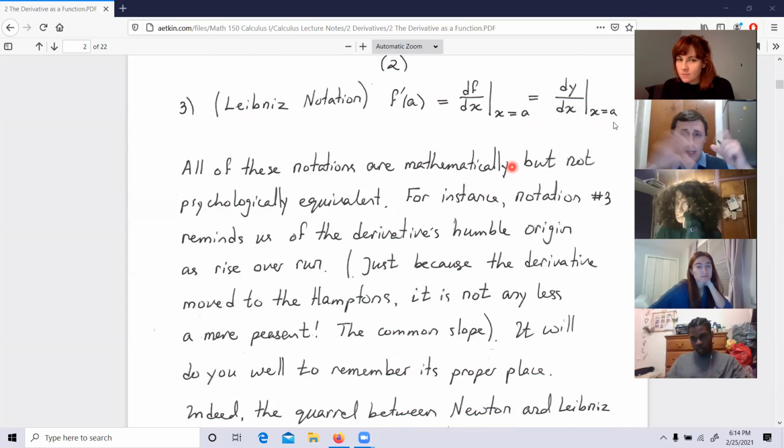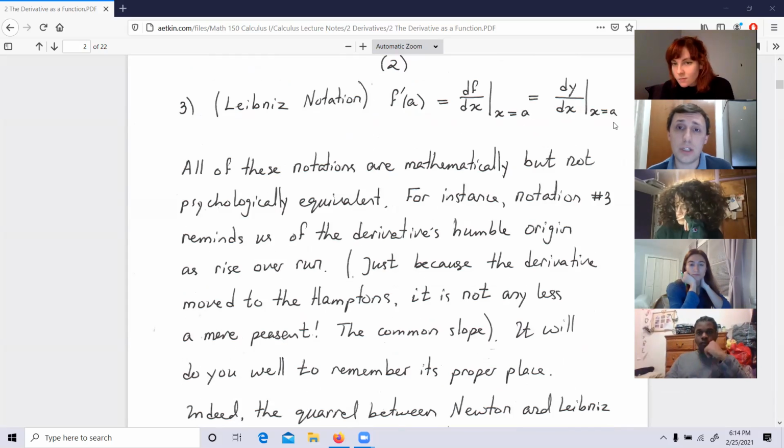Back to this topic. Again, you see, you have the British Isles where Newton's notation was used, and you have the continent where they preferred Leibniz notation. Just because of that notation, the progress on the British Isles lagged by 50 years. Can you imagine? Just because of the wrong notation. And why is that the situation? It's because the notation of Leibniz reminds you of the lowly origin of the derivative.